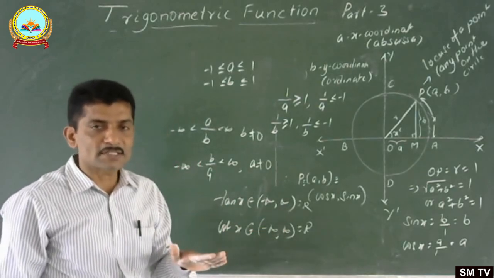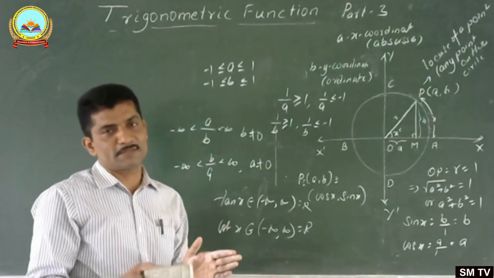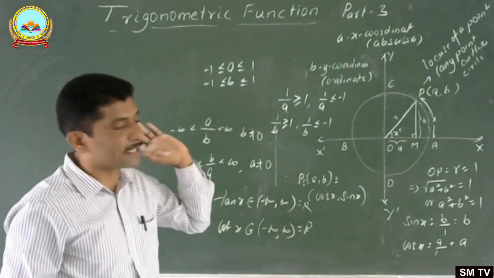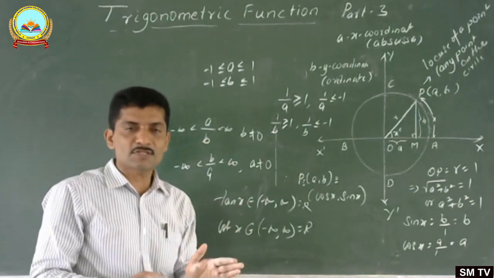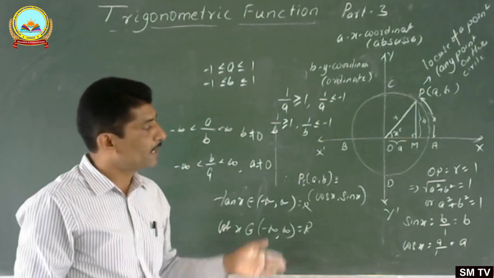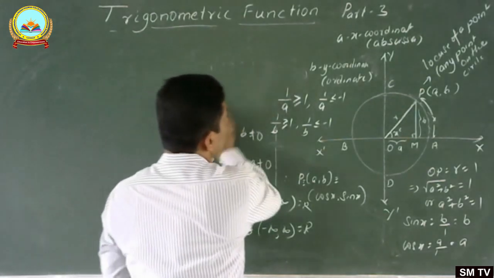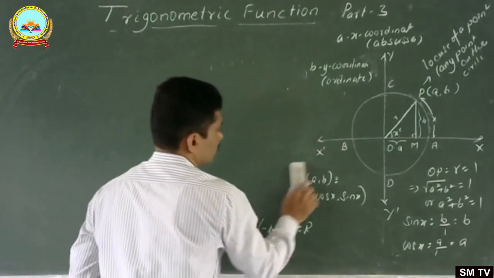Sin x and cos x belong to the closed interval minus 1 to plus 1, and secant x and cosecant x belong to the intervals. It means both are less than or equal to minus 1 and greater than or equal to plus 1. These are the basic concepts of trigonometric functions.